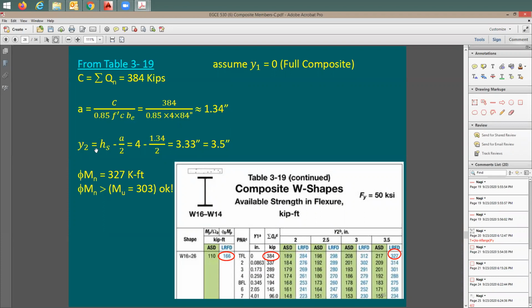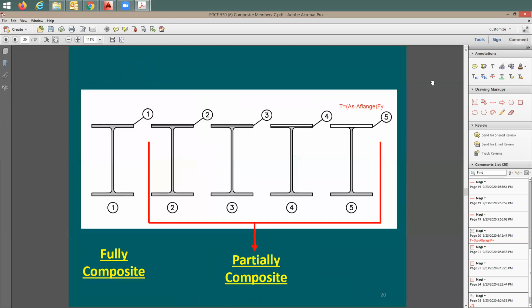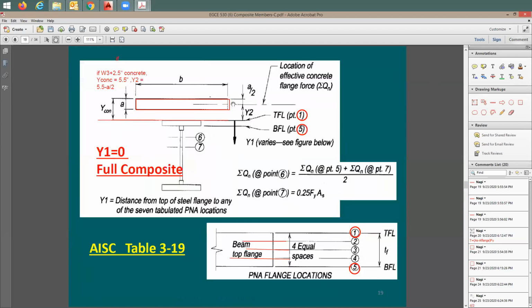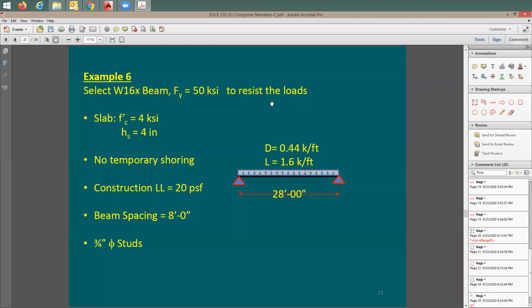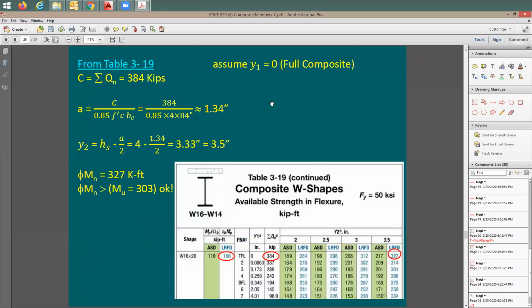Okay, now let me figure out Y2. You guys recall what Y2 is? Or should I go back and show it to you? Here's Y2. Y2 is equal to the total thickness of the concrete minus a over 2. So look at the total depth of the concrete, the 4 inches, subtracting a over 2. It's going to be 3.5 inches. So great. It means phi Mn equals 327 for full composite.